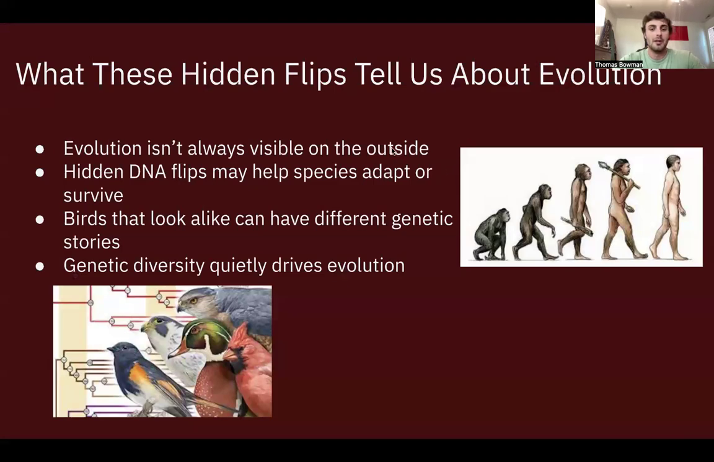What these hidden flips tell us about evolution. So what does all of this mean? It shows that evolution works in more subtle ways than we might think. We usually look for visible differences like colors, shapes, and behaviors. But this study proves that huge genetic differences can exist quietly beneath the surface. These DNA flips might not cause visible traits, but they can still influence how species adapt or survive in changing environments. The big takeaway is that even when birds look the same, their DNA can tell a completely different story.